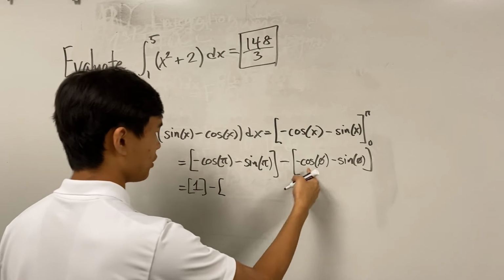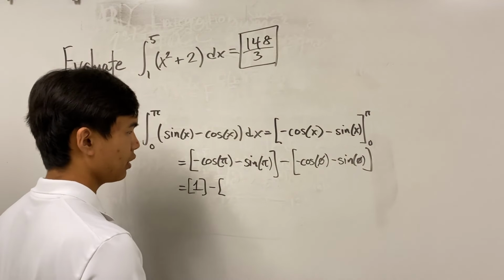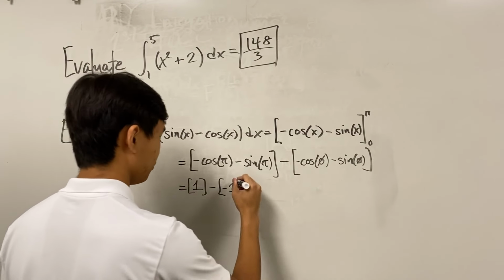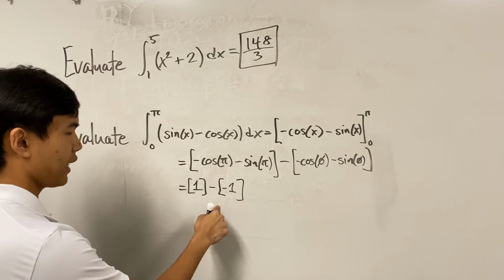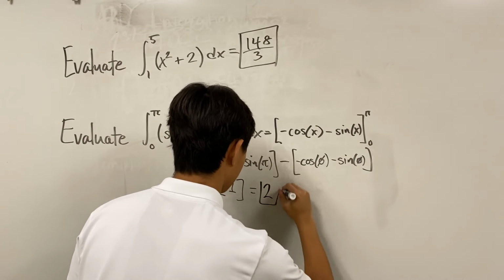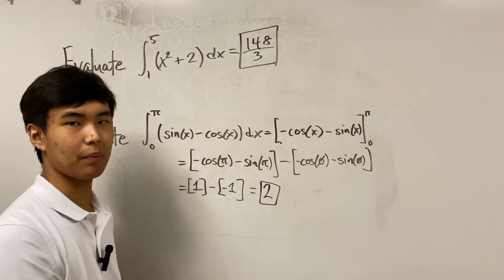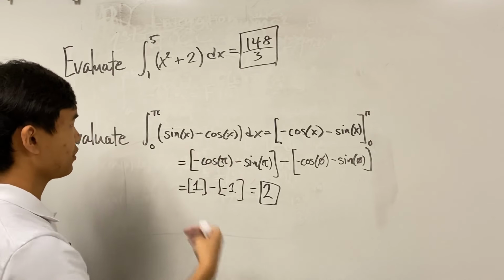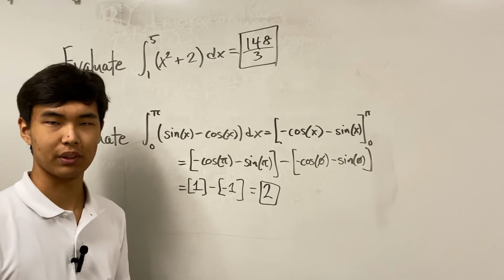Minus cosine of 0 is 1, so this becomes negative 1. And sine of 0 is 0. So this 1 minus negative 1, so this is 2. And that's the answer to this problem. The area under the curve sine x minus cosine x from 0 to pi is equal to 2.